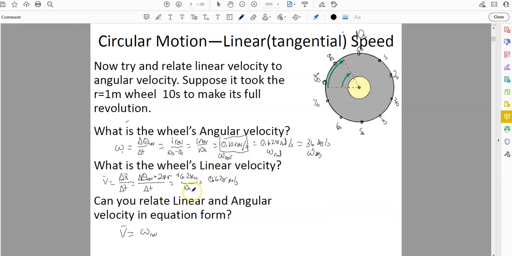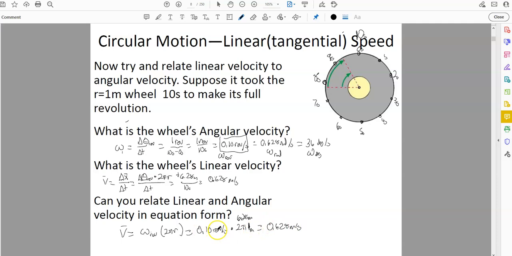Well, wouldn't it be easier just to take the angular speed in revolutions and then multiply it by the circumference of the circle? Well, if we do that, then that's going to be 0.10 revolutions per second times 2 pi times 1 meter, which is 6.28, right? So this is 6.28 meters times 0.1, right? Which is going to work out to be 0.628 meters per second, right?